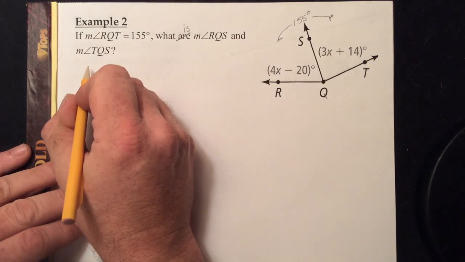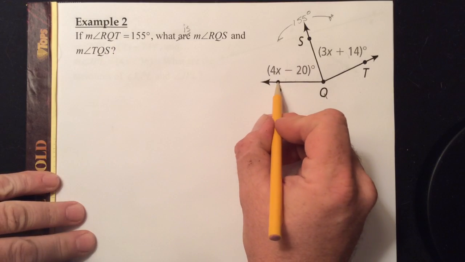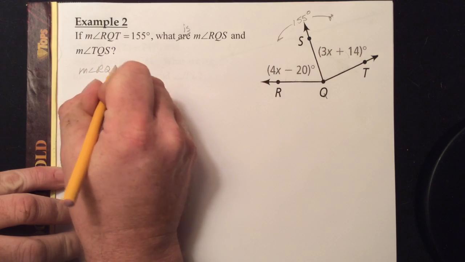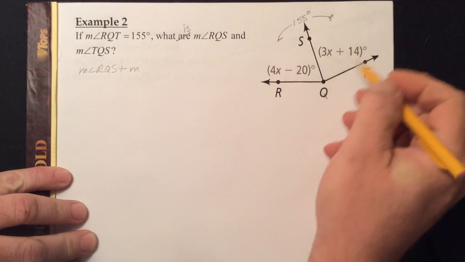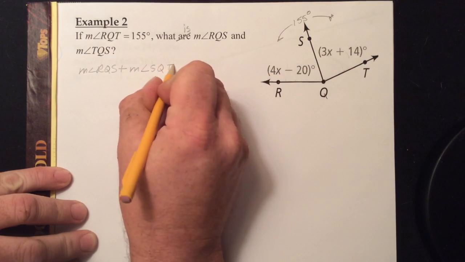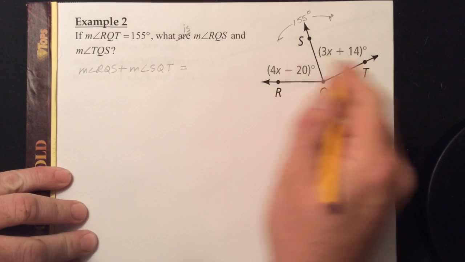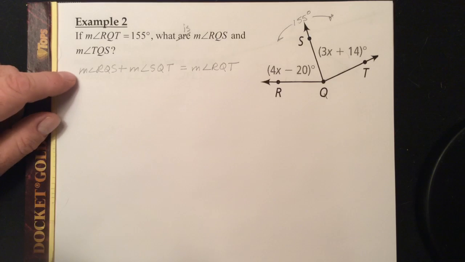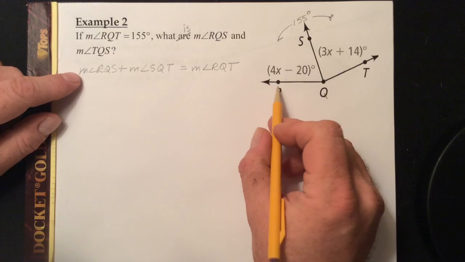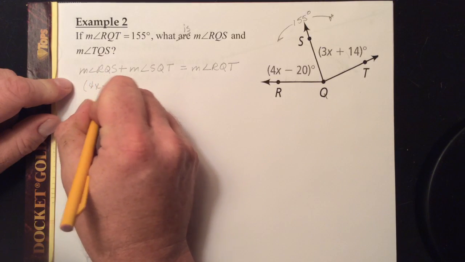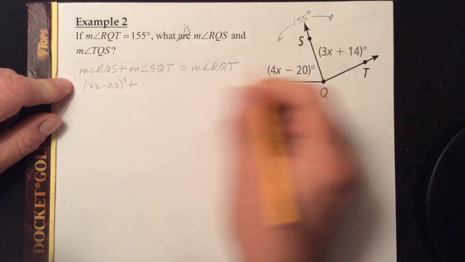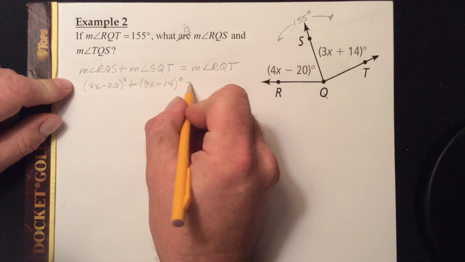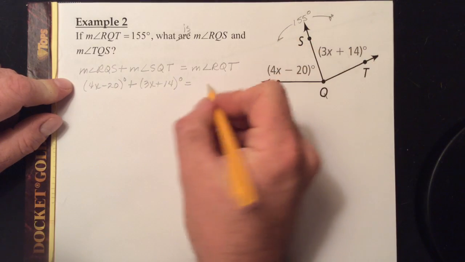So, using the angle addition postulate to set up an equation, we start off with the smaller angle on the left, the measure of angle RQS plus the measure of angle SQT equals the measure of angle RQT. Substituting in the algebraic values for those, we have 4x minus 20 degrees plus 3x plus 14 degrees equals the measure of angle RQT, 155 degrees.